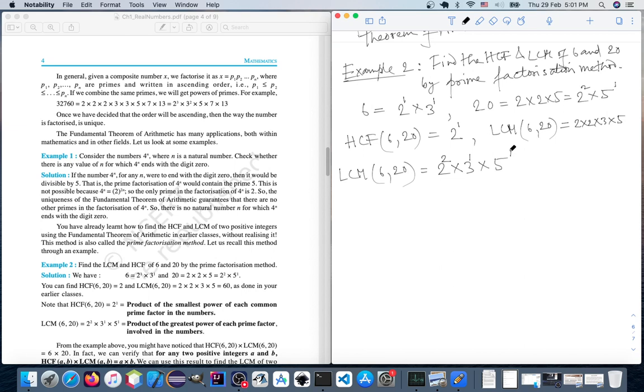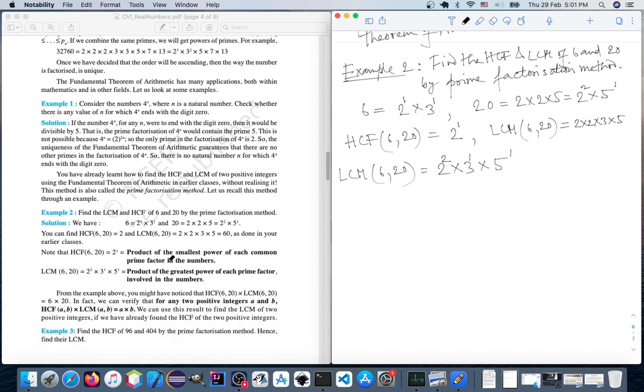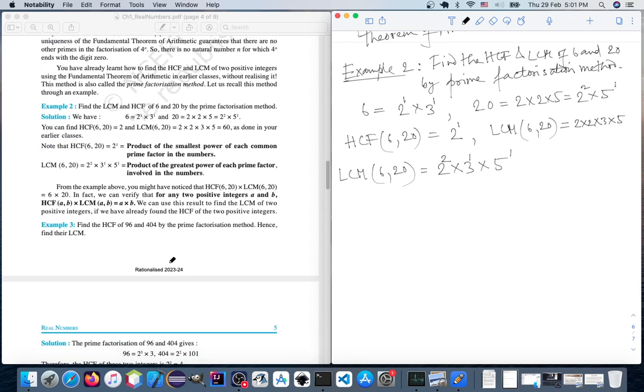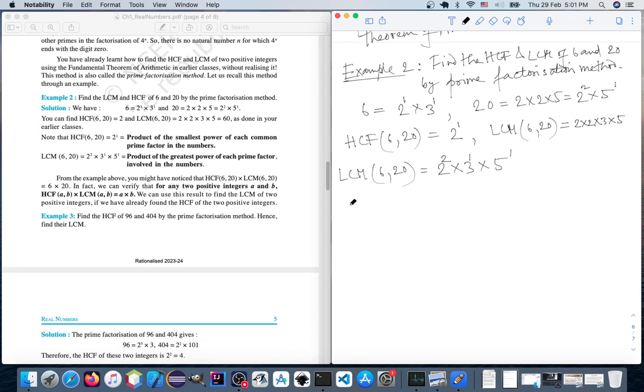So in the textbook, it has given a written description of how to find the HCF and LCM of two numbers, as you can formally write it down like this. Let's say we are trying to find the HCF of two positive numbers A and B. So what will be the formula in descriptive form?